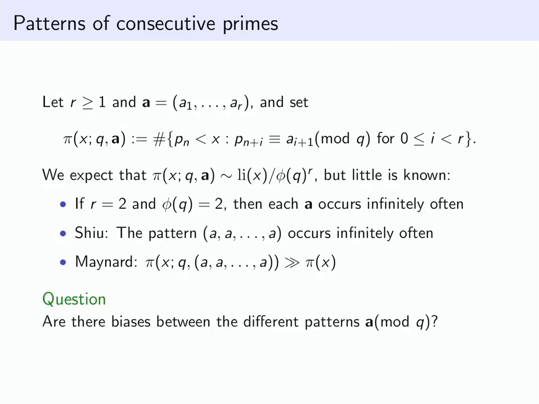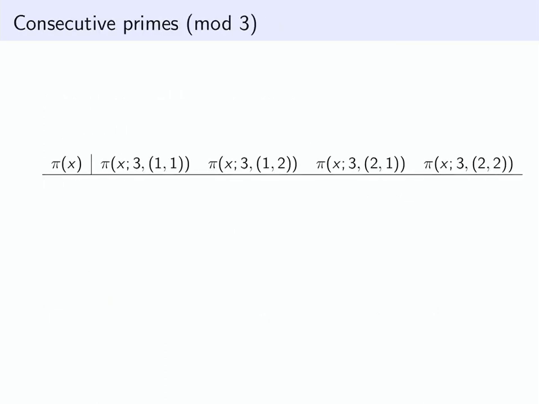In particular, what Sound and I were wondering is, are there biases between these different patterns, analogous to what we saw with Chebyshev's bias? Well, what is there to do but to compute and take a look? Here, again, we're looking at the different patterns mod 3 of 2 consecutive primes. And by this work of Lemke Oliver and Turan, we know that each of these 4 patterns occurs infinitely often. Let's go ahead and take a look at the first 1,000 primes.